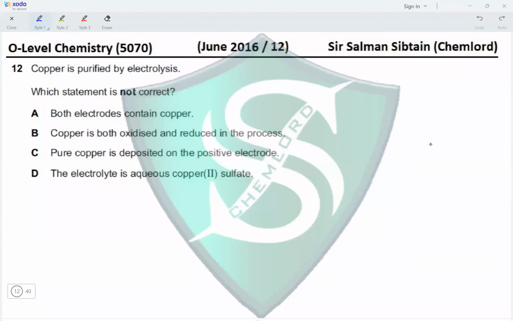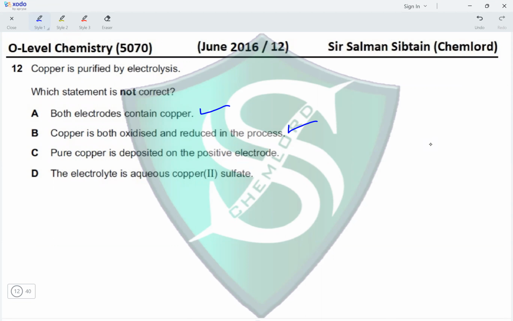Question 12. Copper is purified by electrolysis. Which statement is not correct? Both electrodes contain copper, so purification of copper will involve a pure copper cathode and an impure copper anode. Copper is both oxidized and reduced in the process. Yes, copper from the anode is oxidized to copper ions, and copper ions in solution are reduced to copper at the cathode. Pure copper is deposited on the positive electrode.